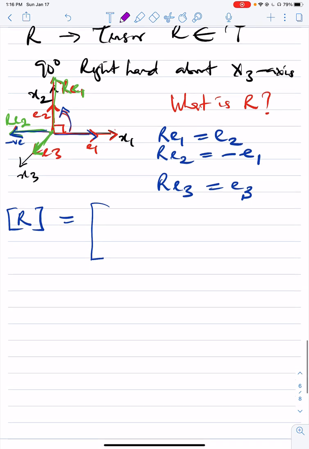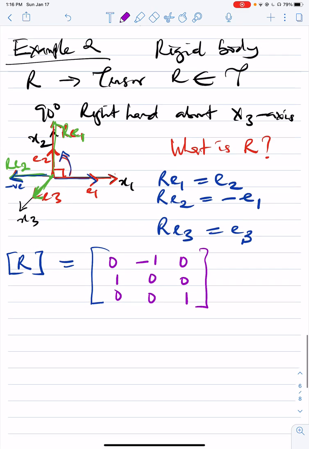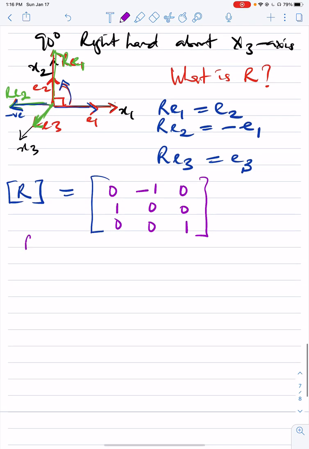So the right thing should be 0, 1, 0, minus 1, 0, 0, then 0, 0, 1. So this is the rotation tensor, right? When you rotate 90 degrees about the x3 axis, this is the x3 axis here, E1 moves to this point, then E2 moves to this point, it becomes negative of the E1.